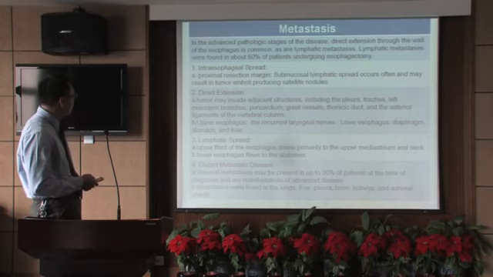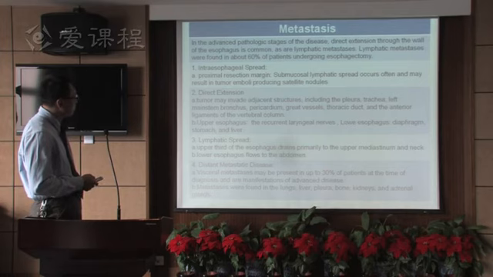3. Lymphatic spread. The upper third of the esophagus drains primarily to the upper mediastinum and neck, and the lower esophagus flows to the abdomen. 4. Distant metastatic disease. Visceral metastasis may be present in up to 30% of patients at the time of diagnosis and is a manifestation of advanced disease. Metastases were found in the lung, liver, pleura, bone, kidneys, and adrenal glands.